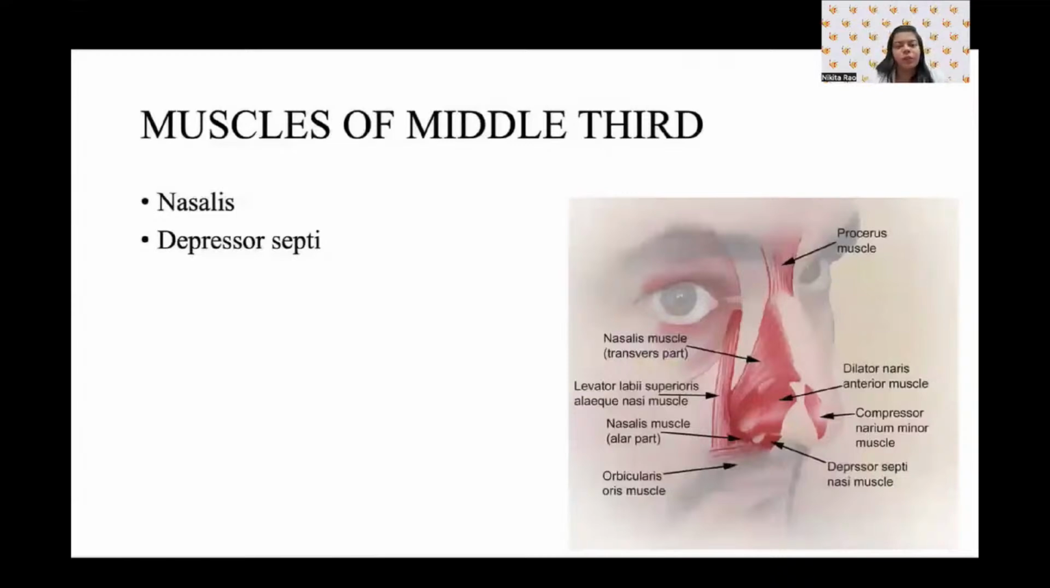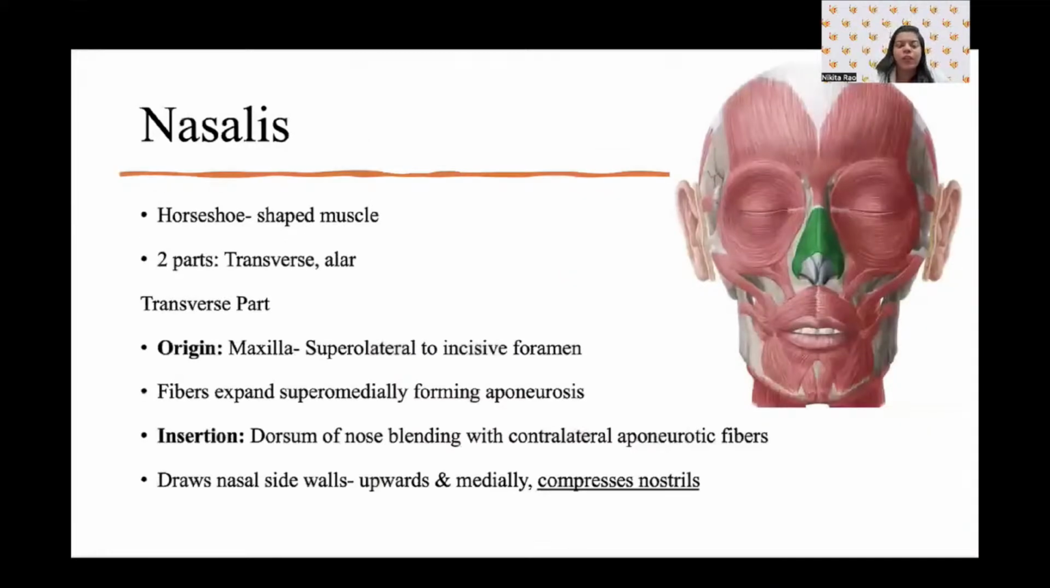Next, coming to muscles of the middle third of the face, the muscles mainly involved here are the nasalis muscle and the depressor septi. So nasalis is a horseshoe shaped muscle which has 2 parts, that is the transverse part and the alar part. The transverse part mainly originates from the superolateral to the incisive foramen of the maxilla, and the fibers extend superomedially forming an aponeurosis. Insertion is mainly over the dorsum of the nose, blending with the contralateral aponeurotic fibers, and it helps in drawing the nasal side walls upwards and medially and compresses the nostrils.